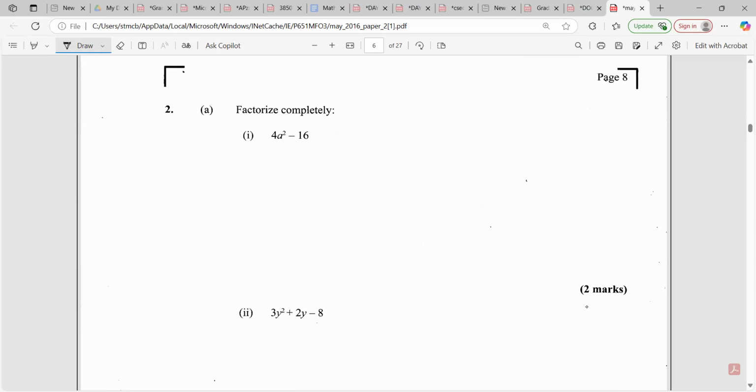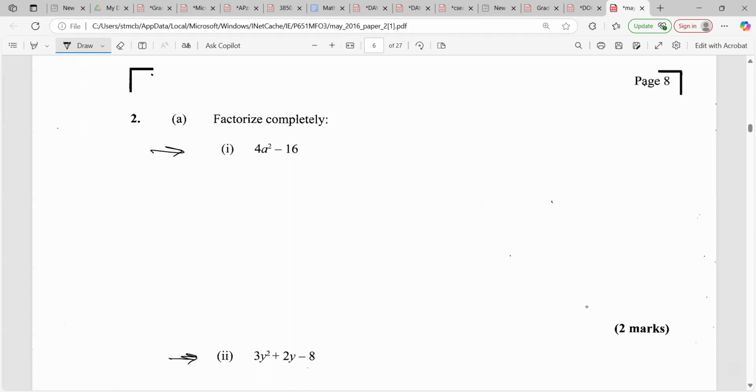All right, this one says factorize completely, and also this one here. Pick it up, so do those two, guys.